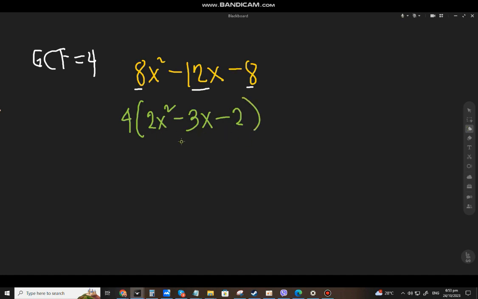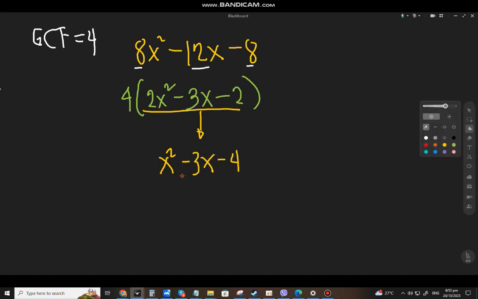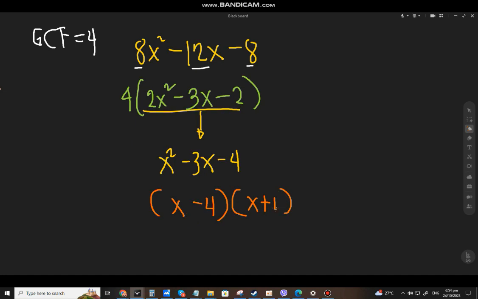And it's still a is greater than 1, which is 2. So we will factor this one only. I'm sorry, we have to slide first. Okay, we have to slide them. That will be x squared minus x minus 4. And that's the time that we can apply the slide technique. That will be x minus 4 and x plus 1. Negative 4 times positive 1 is negative 4. Negative 4 plus 1 is negative 3.